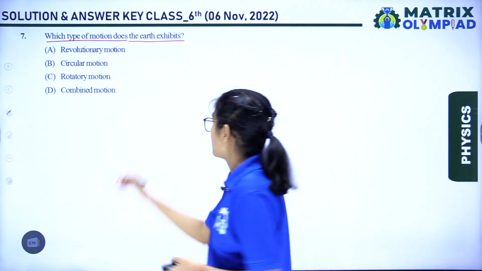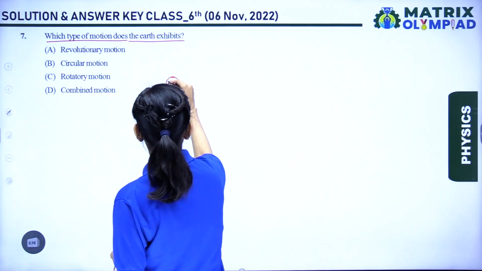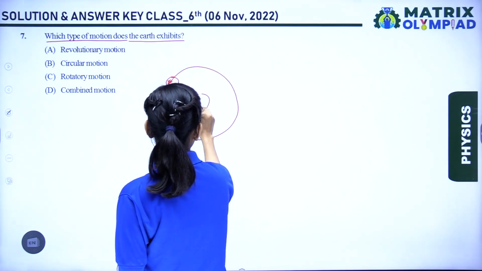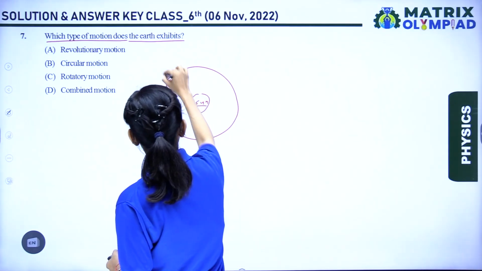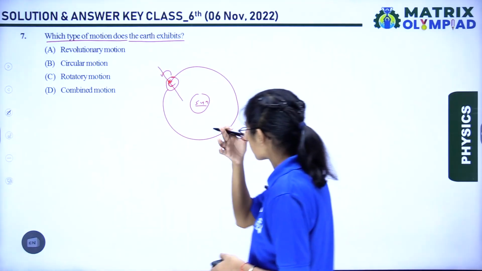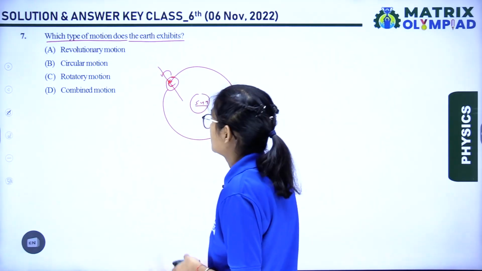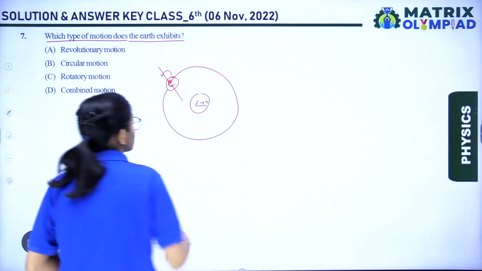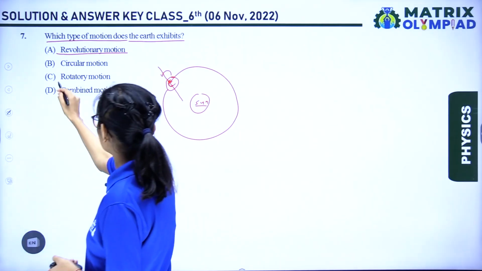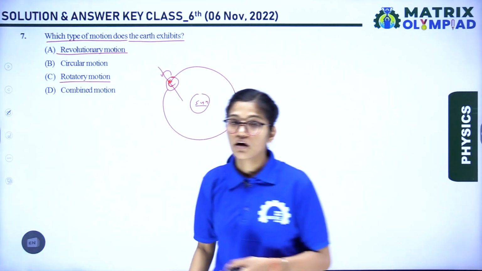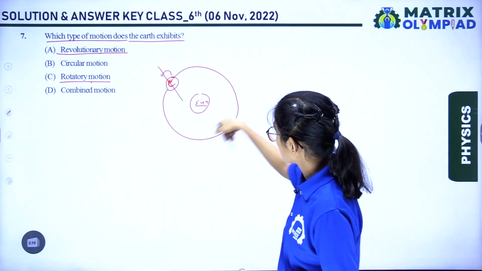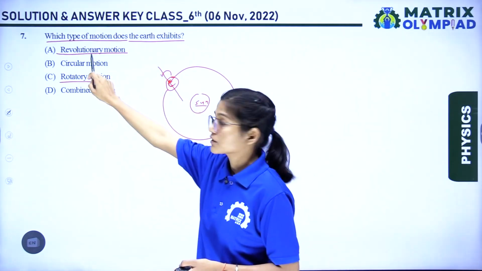If I am talking about the earth, the earth just moves around its axis and also does the motion around the sun. So earth does two types of motion. The first one is revolutionary and the second one is rotatory. Earth rotates around its fixed axis, so it does a rotatory motion, and it does the motion around the sun, so it also does the revolutionary motion.